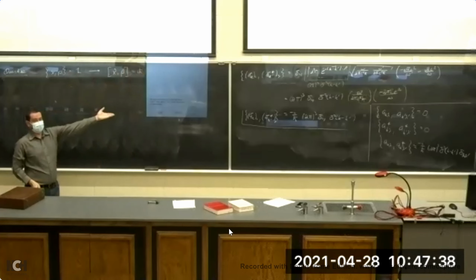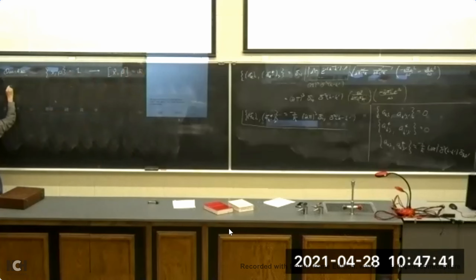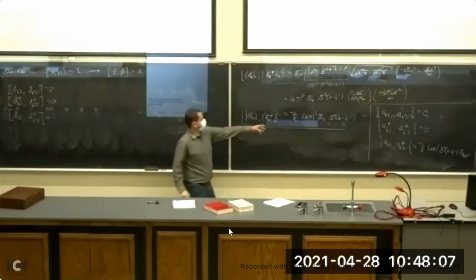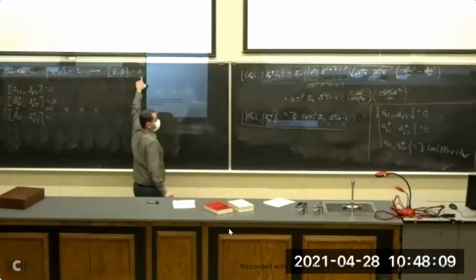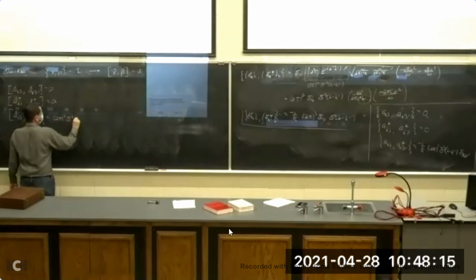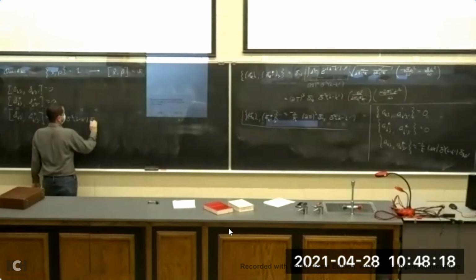So this tells me that my creation and annihilation operators will be: commutator of a_k lambda, a_k prime lambda prime is 0, they commute. Commutator of a dagger k lambda with a dagger k prime lambda prime is 0, they commute. And commutator of a_k lambda with a dagger k prime lambda prime: the minus i over h bar is exactly canceled by the i h bar from the canonical quantization procedure. And I just get 2 pi cubed delta 3 of k minus k prime delta lambda lambda prime.